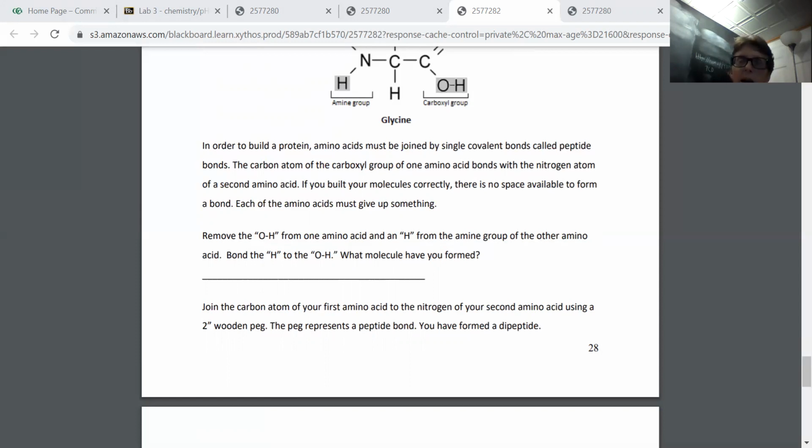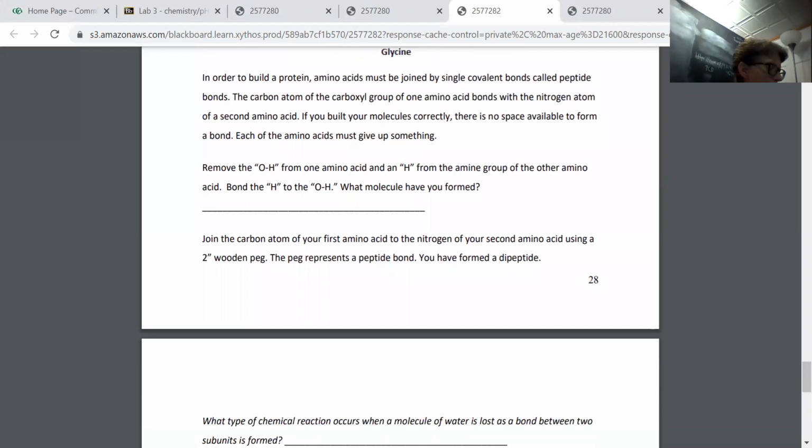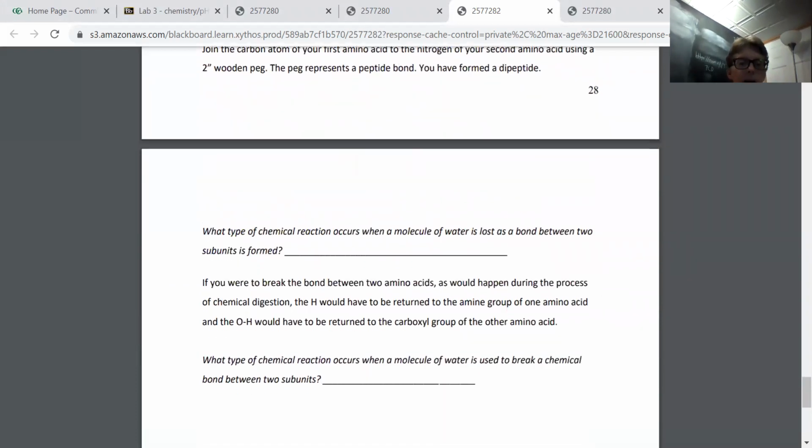Hydrolysis is the opposite reaction. We're going to take water, put hydrogen ions on one molecule and hydroxide on the other, and it splits the macromolecule apart. So hydrolysis is the type of reaction used by your cells to break things down. Okay, so that should help you with that part of the lab.